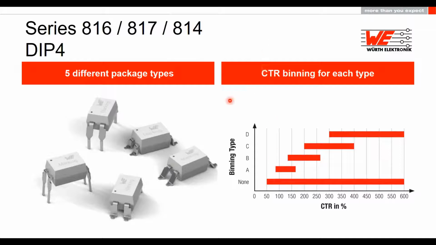CTR means current transfer ratio, and this is the transfer ratio between the output and the input signal. As you can see here, we offer totally 5 binnings from 50 to 600%. In the next slides, I will go deeper into the definition of the CTR. But in general, you can say we have 5 different package types, and for every package type, we have 5 different binnings. And so in total, we have 25 products for each series.